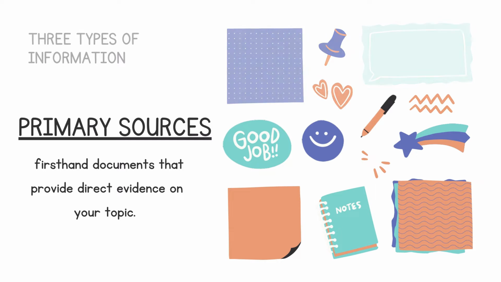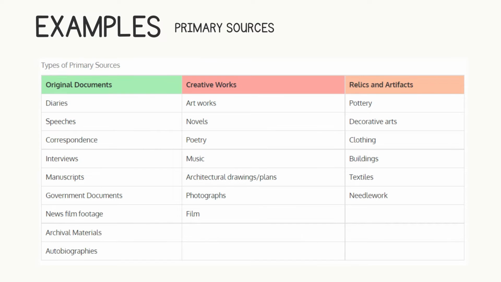Here are some examples of primary sources. We have original documents such as diaries, speeches, correspondence, interviews, manuscripts, government documents, news film footage, archival materials, autobiographies, creative works such as artworks, novels, poetry, music, architectural drawings or plans, photographs and film, and relics and artifacts such as pottery, decorative arts, clothing, buildings, textiles, and needleworks.